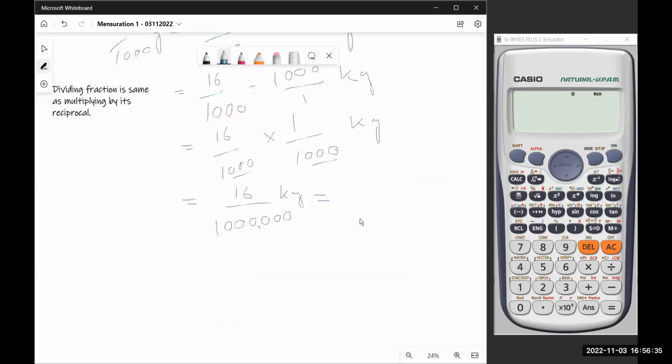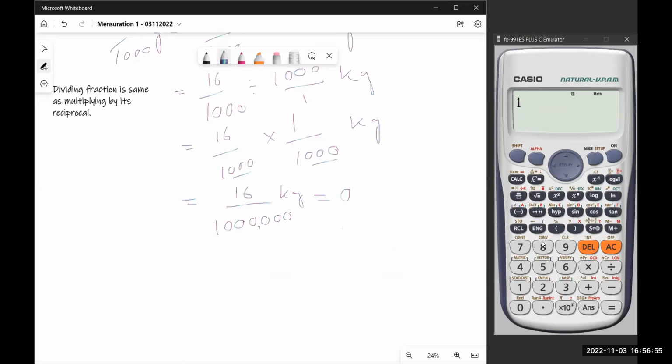After we divide them, we get 1 by 62500. No, I got 1.6. We get 0.00016. Can you see the calculator?